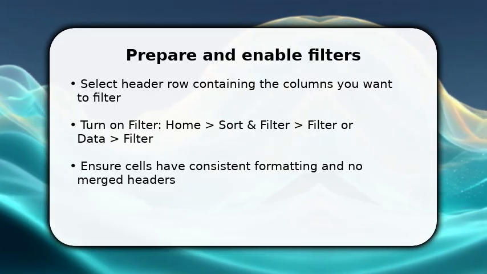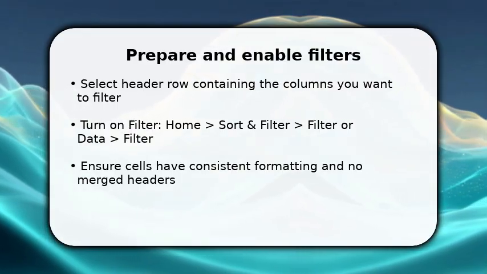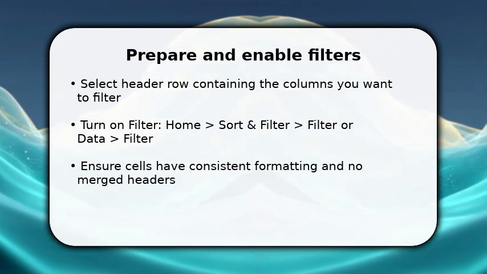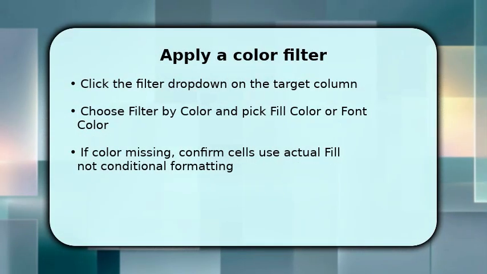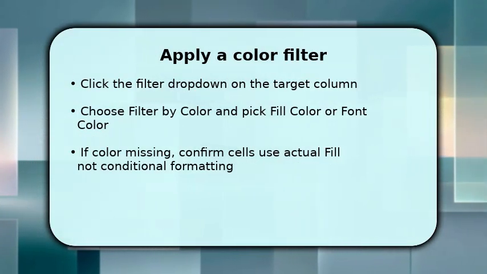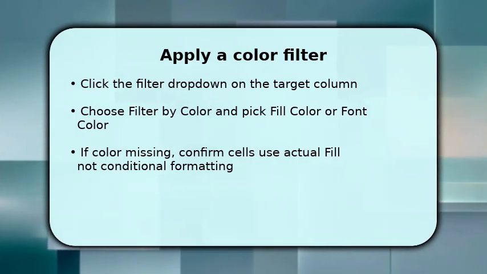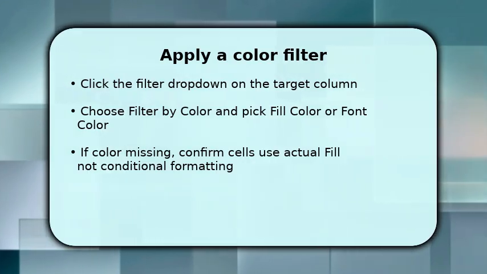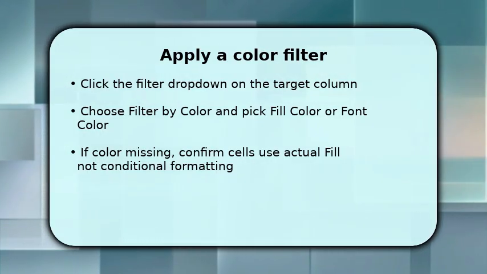Now that filters are active, you're ready to apply a color filter to a specific column. Move to the column with the fill color you want to target. You click the drop-down arrow on the column header and hover over Filter by Color. This reveals available fill and font colors detected in that column. Select the specific color you want to show. Excel immediately hides non-matching rows.